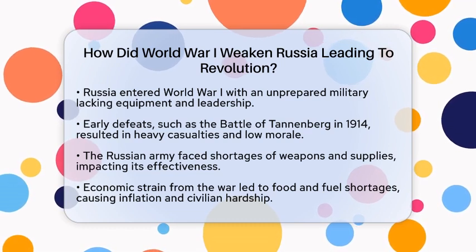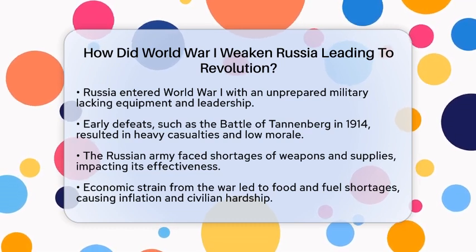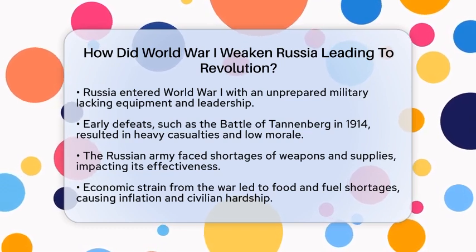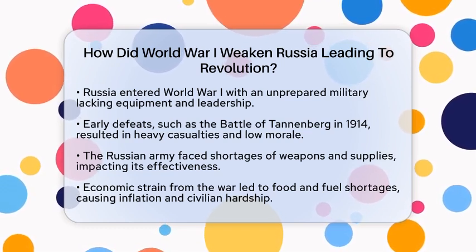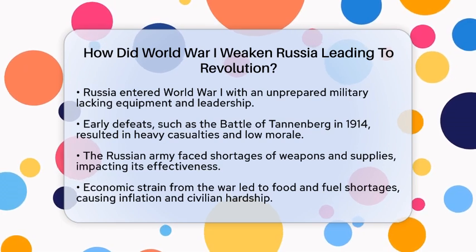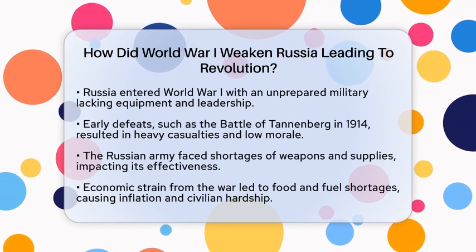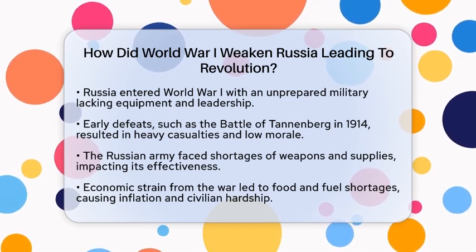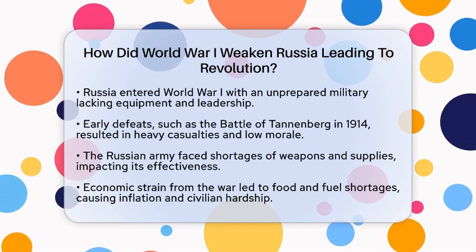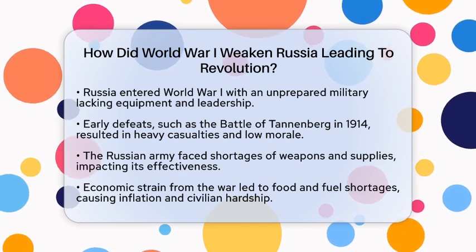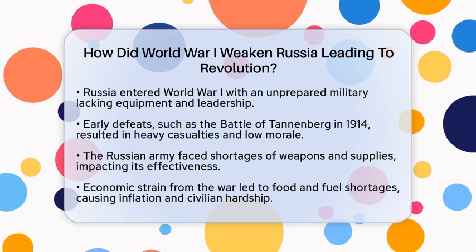First, Russia entered World War I with a military that was not ready for the challenges ahead. The army was poorly equipped and lacked strong leadership. Early defeats, like the Battle of Tannenberg in 1914, caused heavy losses and damaged morale. The Russian military faced enormous casualties and often did not have enough rifles or supplies. These defeats drained resources and shook confidence in the Tsarist regime.